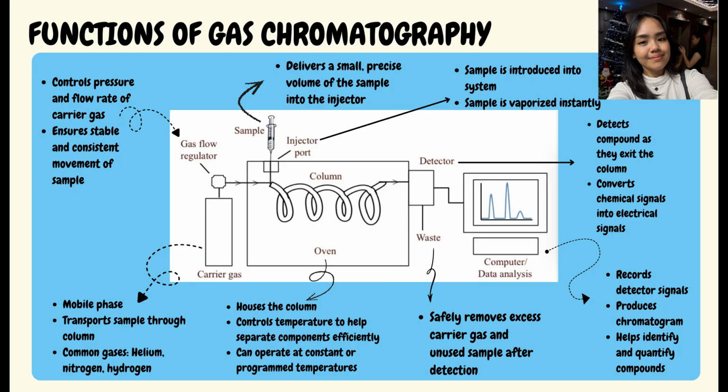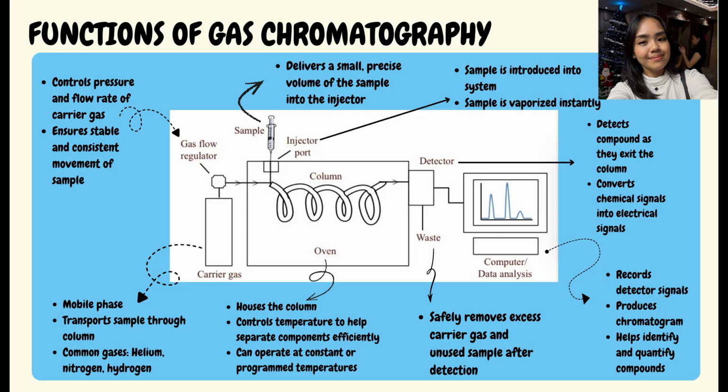So gas chromatography is used to separate and analyze volatile compounds in a mixture. Now I will be talking about the functions of gas chromatography. Starting from the left, the carrier gas acts as the mobile phase and carries the sample through the system. The gas flow regulator controls the flow rate to ensure consistent separation. The sample is then introduced through the injector port where it is rapidly vaporized.